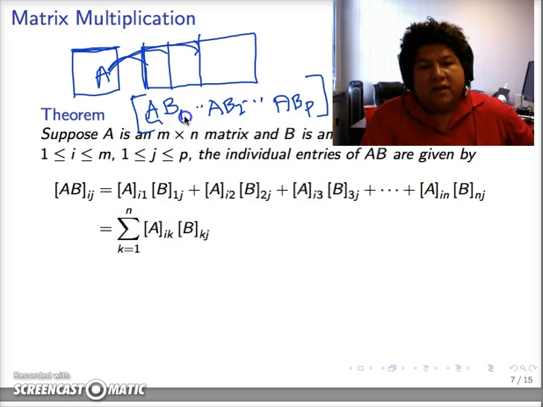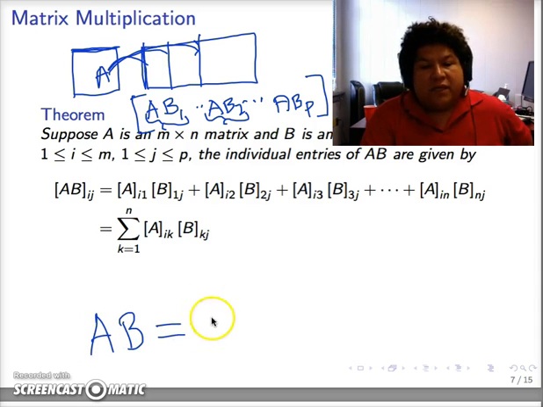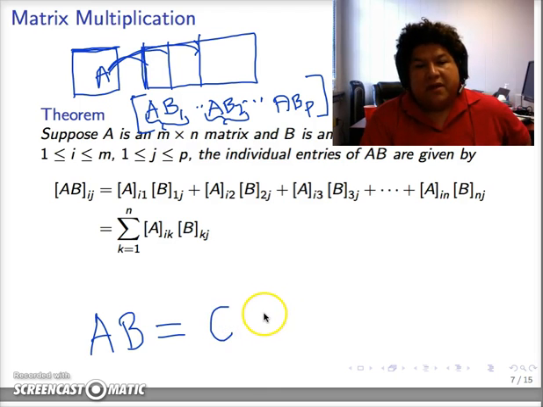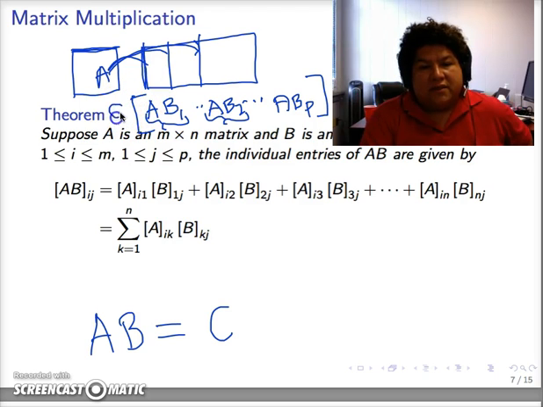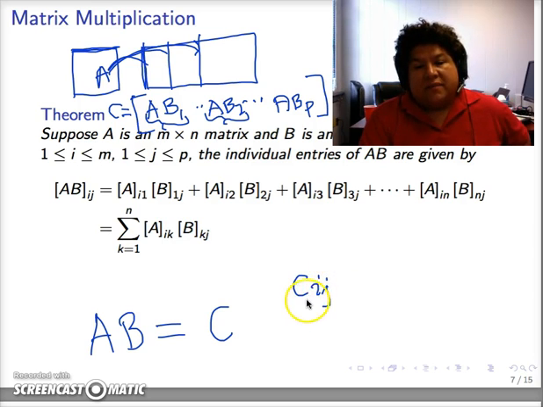So this being the first column and this being the second column and so on. But it turns out that, if it's well defined, we can think of AB as a completely new matrix, say a matrix C. Now let's take a look at one entry of C. Say the entry IJ. This means row I, column J.